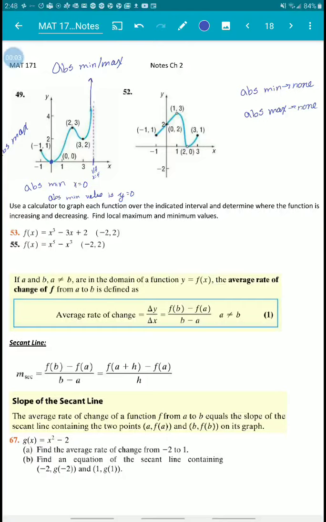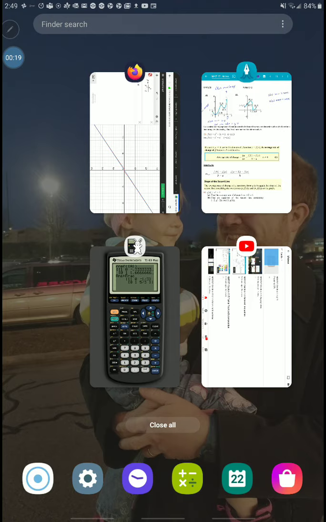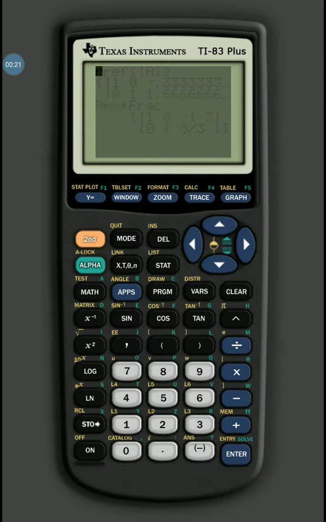So in the next two, we're going to talk about how to use the calculator to help us find increasing and decreasing places. So I'm going to go to my calculator and I'm going to type in that equation for 53. Notice I'm only looking at this from -2 to 2, so I'm going to adjust my window on this as well. So we're going to go to, here's our calculator, y equals, and we're going to type our equation in, x to the third minus 3x plus 2.